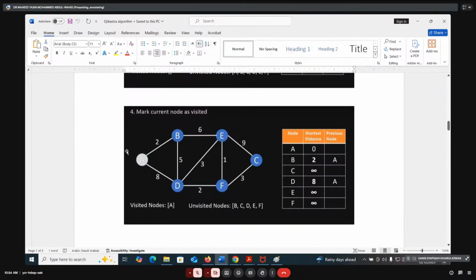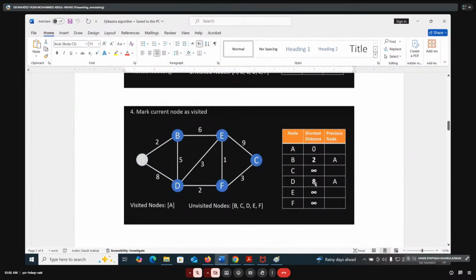Now I mark this one as visited. Now, what is the minimum from B and D? It is B. So here I select B. So B to D, it will cost 2 plus 5, 7.